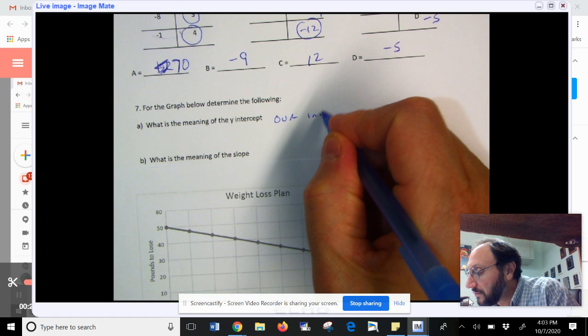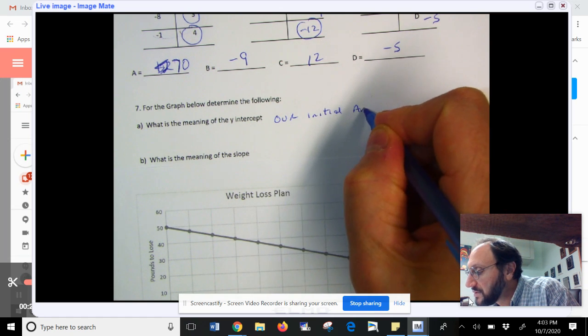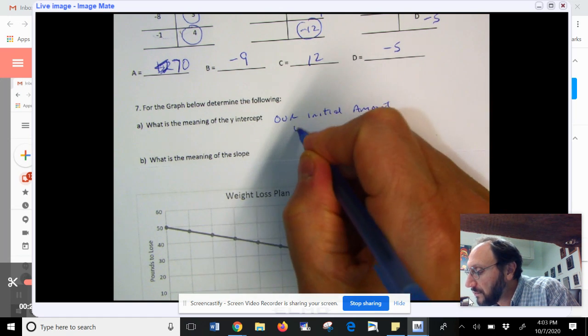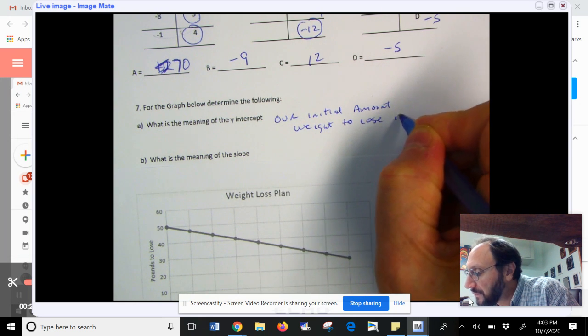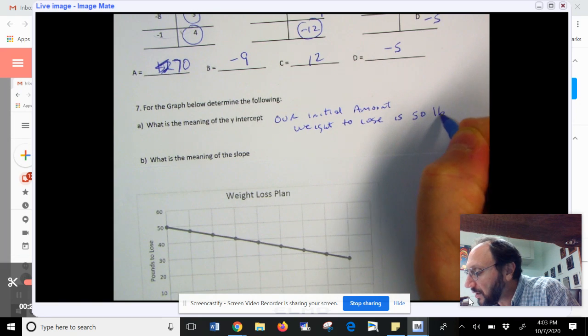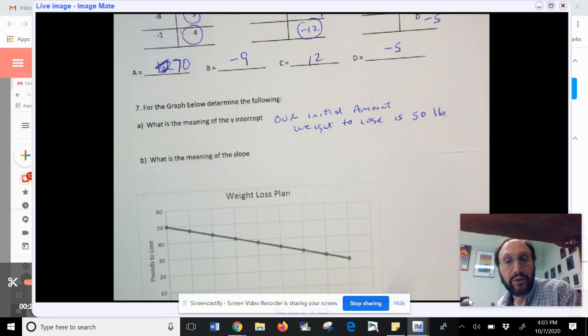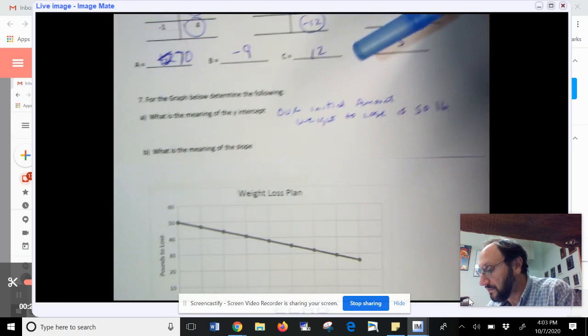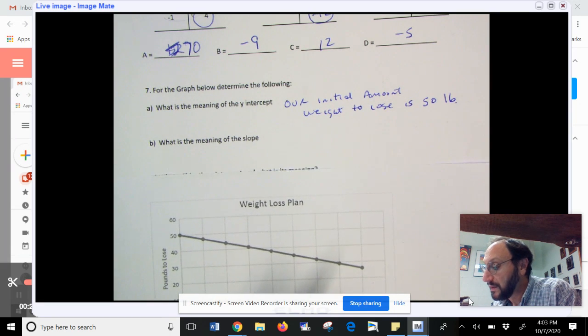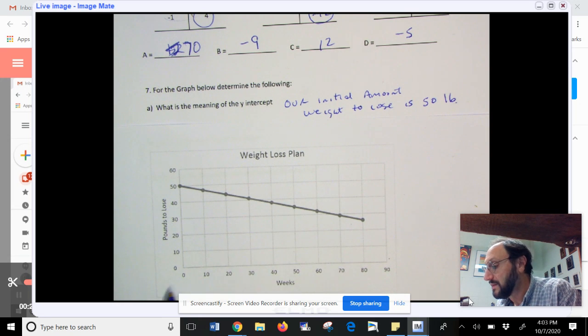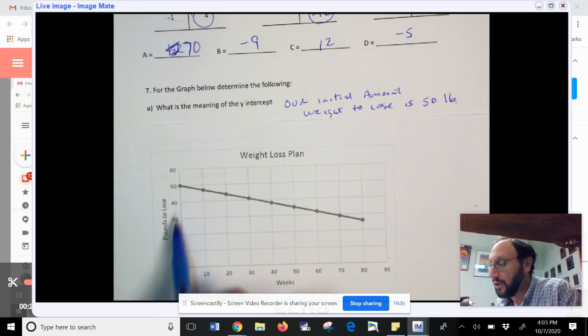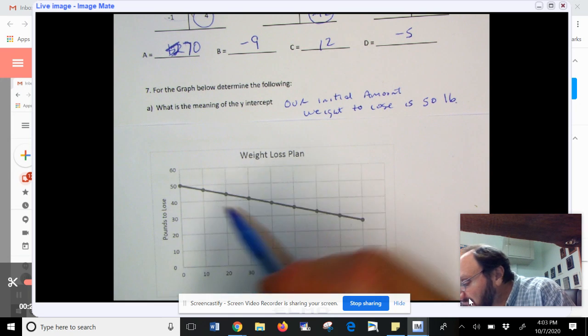Our initial amount of weight to lose is 50 pounds. That's a tall order. 50 pounds to lose, because that's what it says on the chart. What's the meaning of the slope? The slope would be, this is the way you say slope, for every 10 weeks, you lose a certain amount of weight. Now let's see what that is.